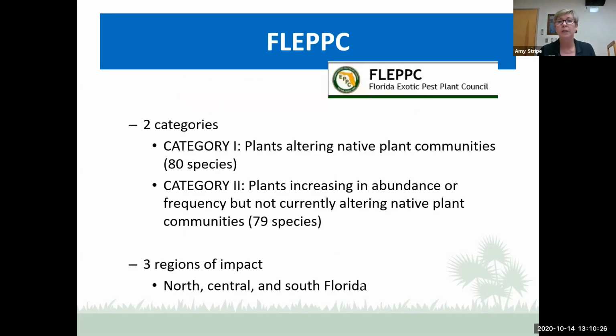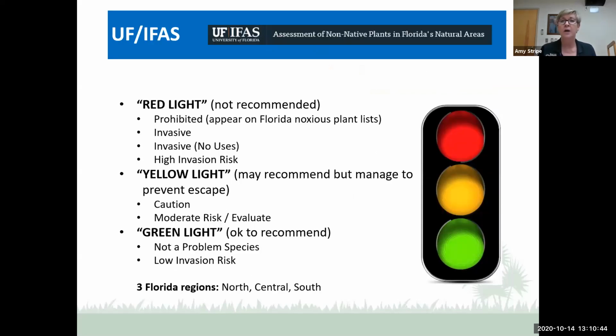And just to remind you quickly, FLEPPC has 2 categories. Category 1 is plants that are altering native plant communities. And category 2 is plants that are increasing in abundance or frequency, but not currently altering native plant communities. There are 3 regions of impact: North, Central, and South Florida. And then for the University of Florida, the way they classify plants, the red lights are not recommended. The yellow lights can be recommended, but you must make sure you manage them to prevent escape. And the green lights are the ones that are okay to recommend. And again, they also use North, Central, and South Florida.